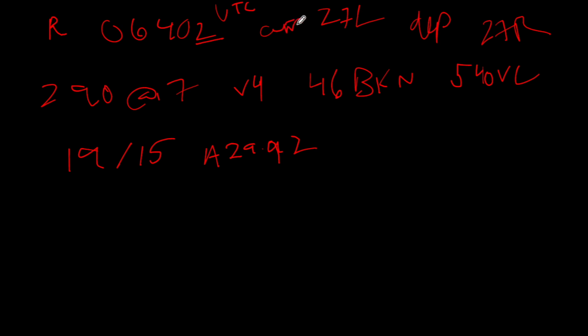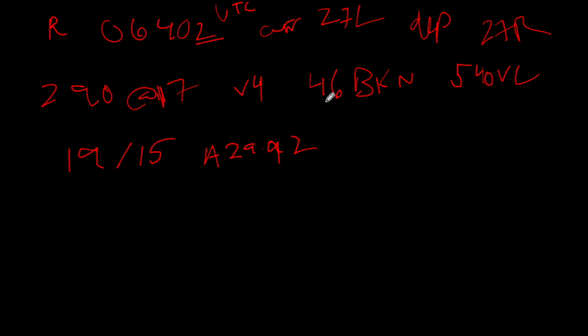I have here arrival runway 27 left, departure runway 27 right. That's how I abbreviated it. I just have my own shorthand. You can develop your own, but I recommend this kind of thing. Wind is 290 at 17 knots. The visibility, which I have here with a V, is 4 nautical miles.